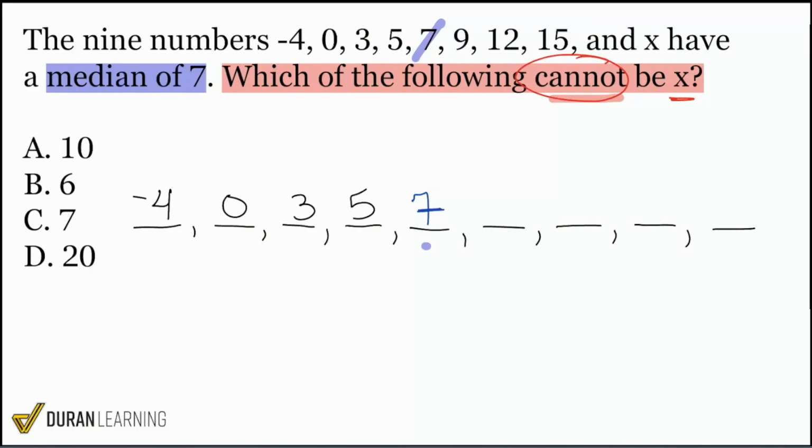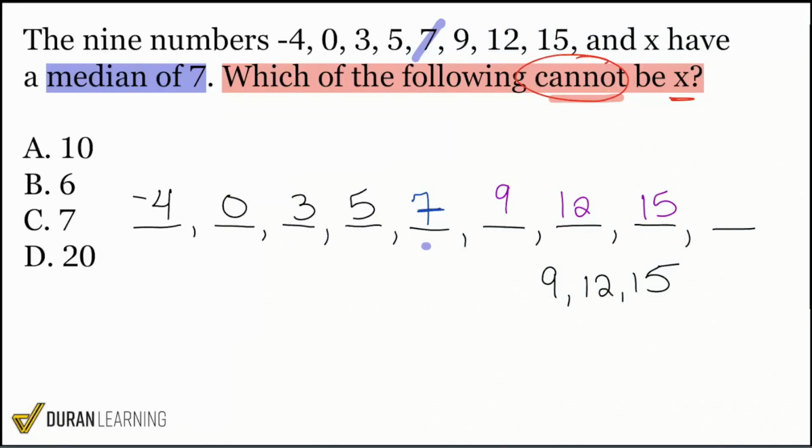I also then have 3 numbers greater than 7: 9, 12, and 15. Even though we have 4 spots, I don't know if the 9 is here or there. And because I don't know where it is, I'll just say I know for a fact it's on the right side, and we have 9, 12, and 15 for a fact on the right side. So for the sake of this, I'll just say 9, 12, and 15.